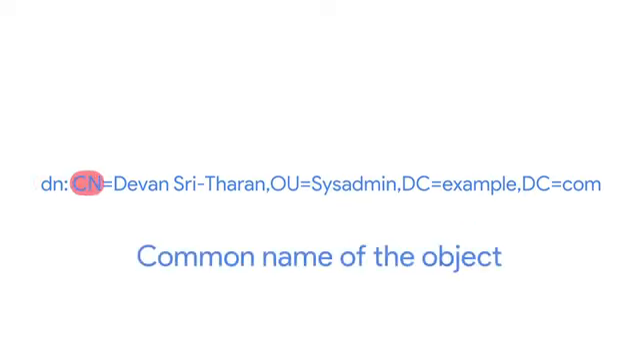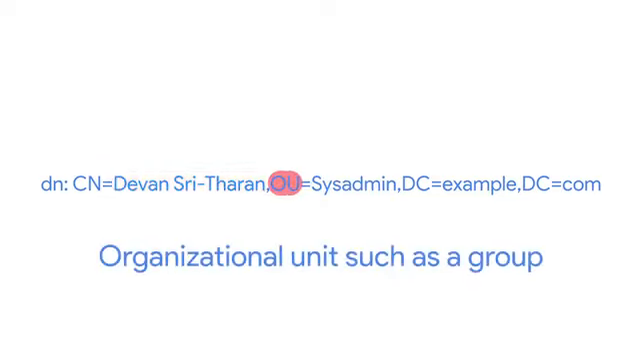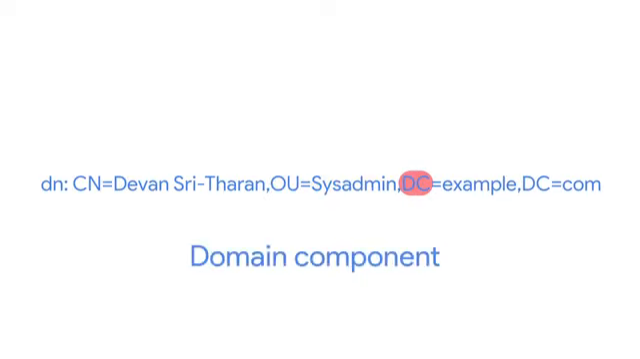So CN is the common name of the object. In this case, since it's a person, we use Devon Sridharan as the name. OU is the organizational unit, such as a group, and in this case, sysadmin is used. DC is domain component, so example.com is split into example, then com.